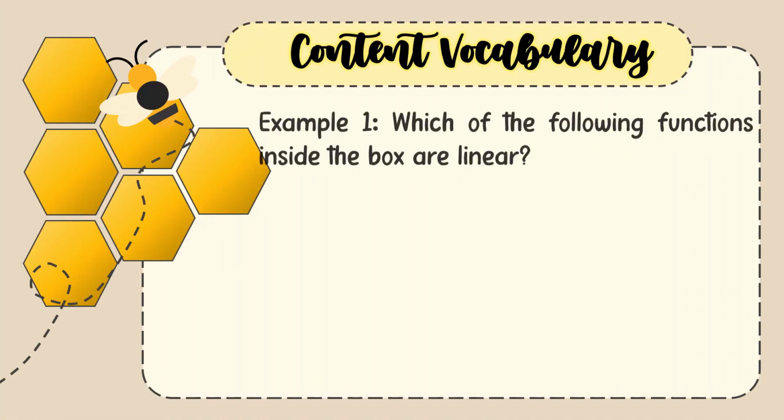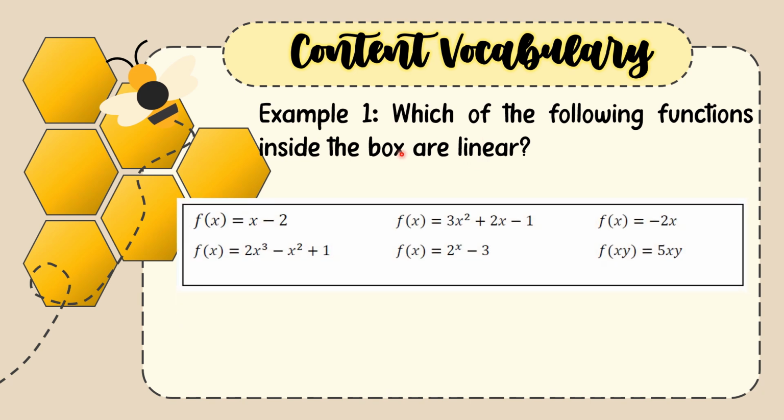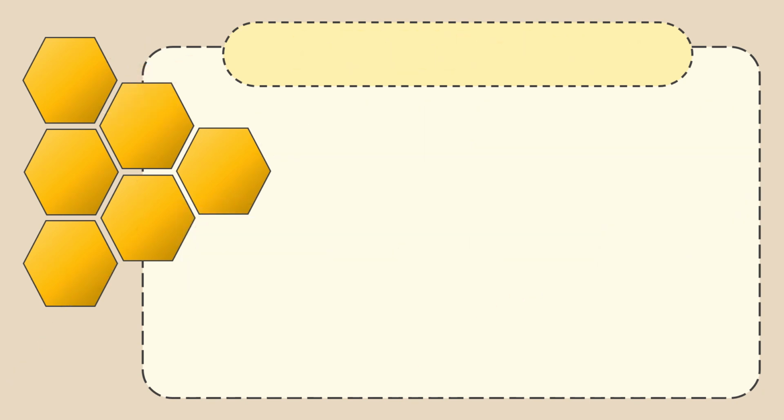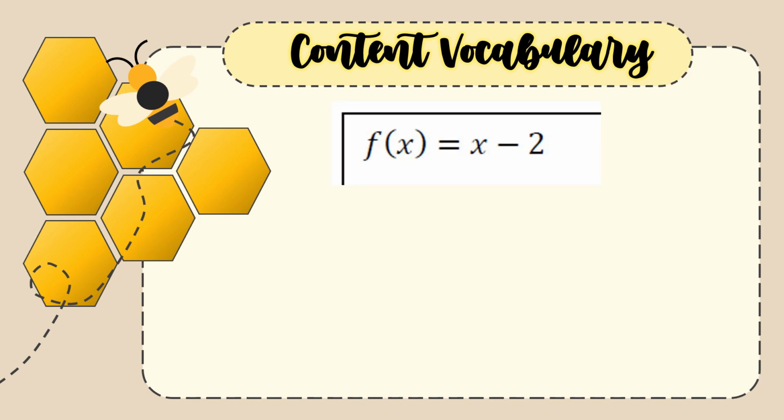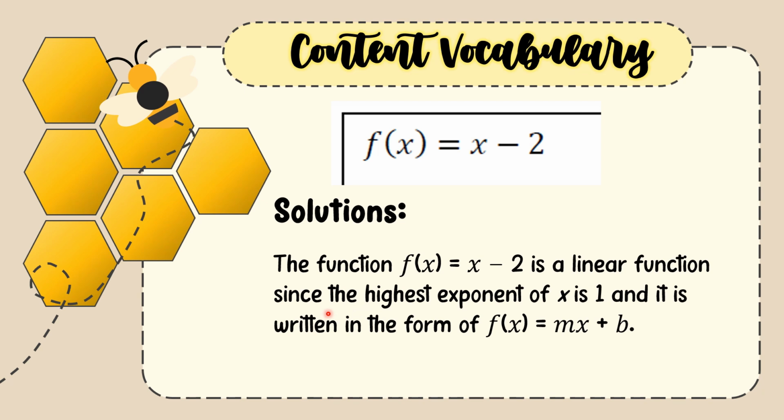Now let's have example number 1. Which of the following functions inside the box are linear? So these are the functions. Let's inspect them one by one. Here we have f(x) = x - 2. As you can see, the function f(x) = x - 2 is a linear function since the highest exponent of x is 1, and it is written in the form f(x) = mx + b. So this one is a linear function.